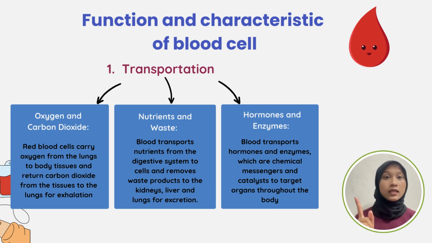Transportation is divided into 3. The first one is oxygen and carbon dioxide. Red blood cells carry oxygen from the lungs to body tissue and return carbon dioxide from the tissue to the lungs for exhalation. The second is nutrients and waste. Blood transports nutrients from the digestive system to cells and removes waste products to the kidneys, liver, and lungs for excretion. And the third is hormones and enzymes. Blood transports hormones and enzymes, which are chemical messengers and catalysts, to target organs throughout the body.